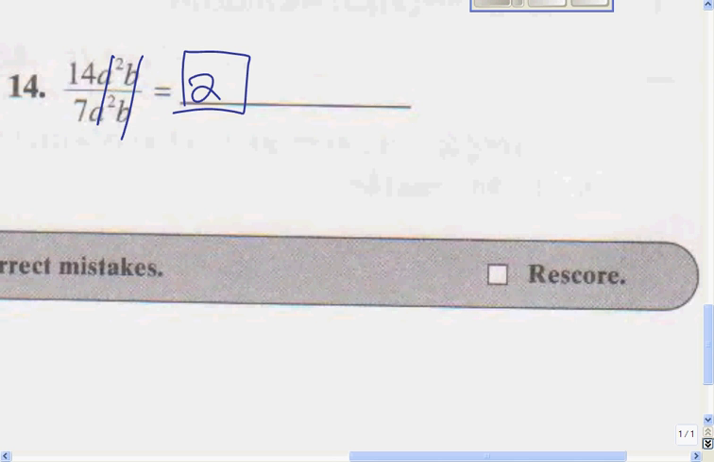Alright, that was page 31. Pretty easy, huh? That's how you divide monomials.